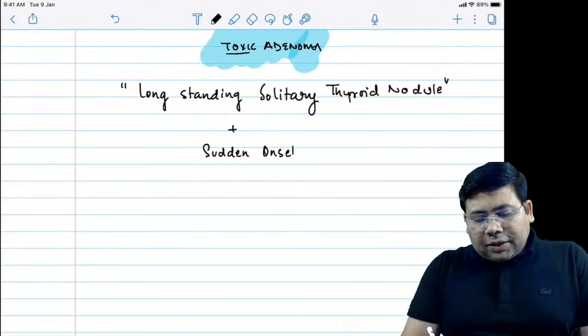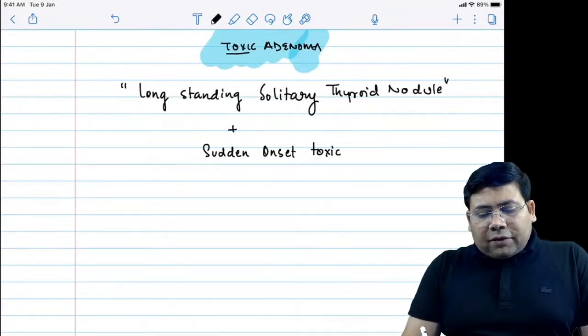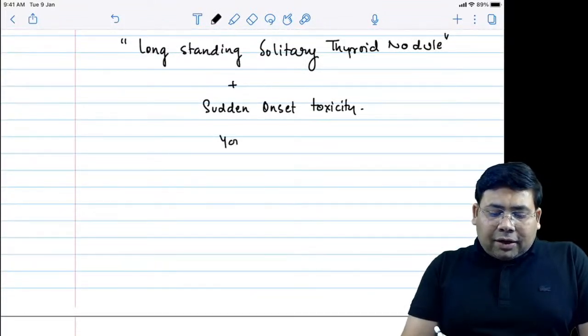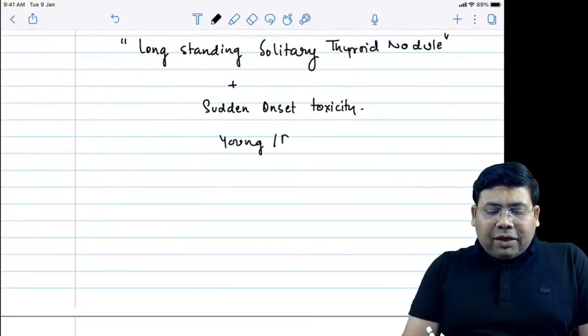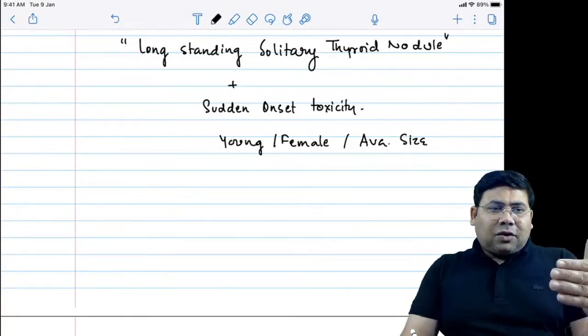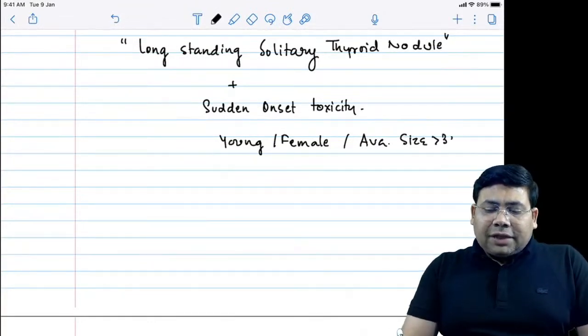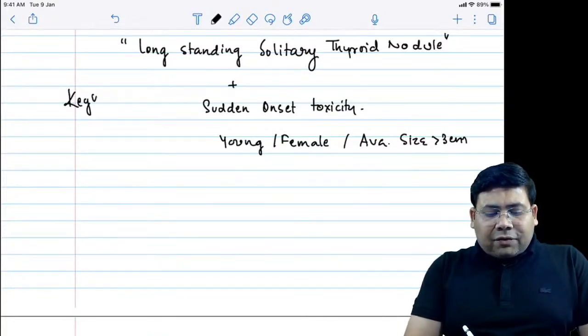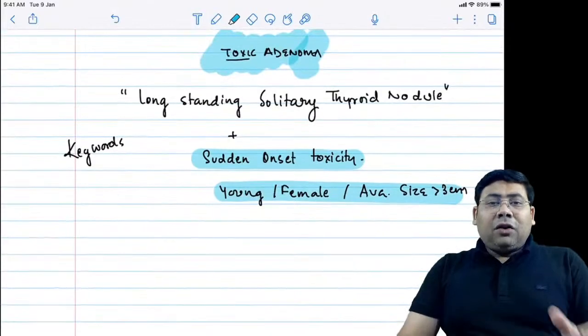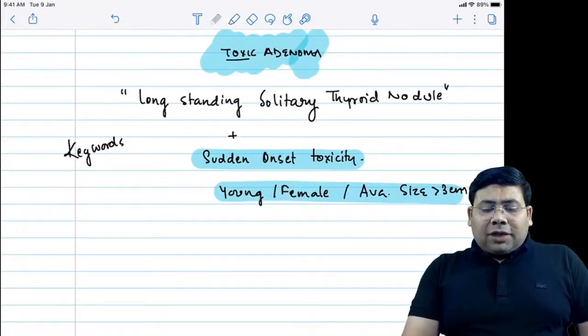One more very important thing we have to understand is the profile of the patient is a young female, and the average size of the nodule before which it attains the toxic profile is more than 3 cm. So these are the key words in the question: sudden onset toxicity, young female with a large nodule, and a long standing history.